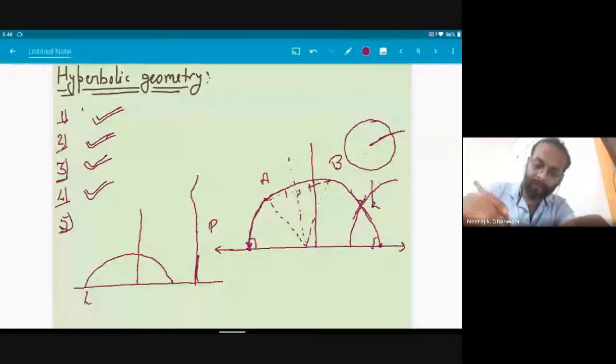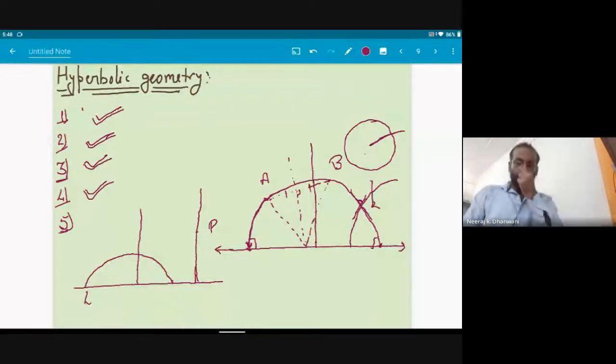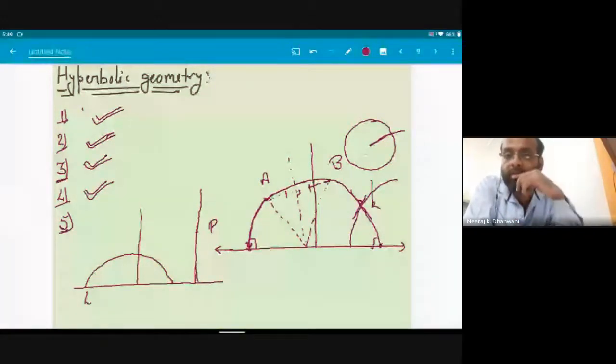Sorry, my drawing is very bad. But this is only one. What about others? Can we draw more? Try to remember what was the equivalent statement of the parallel postulate. If you are given a line and a point outside the line, you can draw a unique line. So if that fails here, you need one more line. How do you do that?